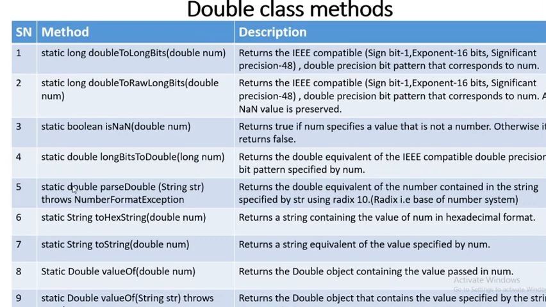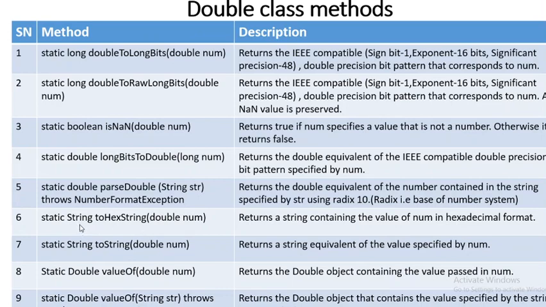Static, return type is double, parseDouble in bracket string str, throws NumberFormatException. Returns the double equivalent of the number contained in the string specified by str using radix 10. Radix, that is base of number system. Whatever the string str you are using as an argument, this string will get converted into double primitive data type number, and while converting from string to double, if the conversion is not possible, it will throw NumberFormatException.